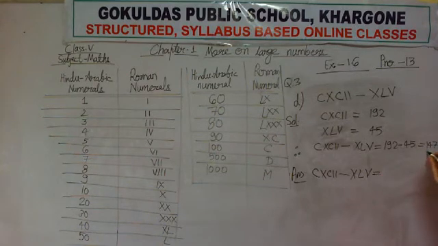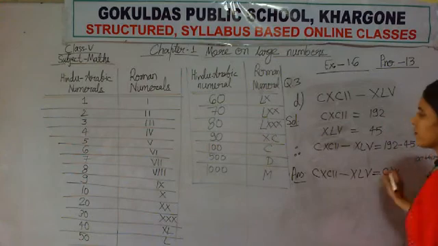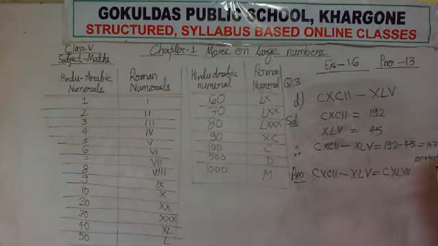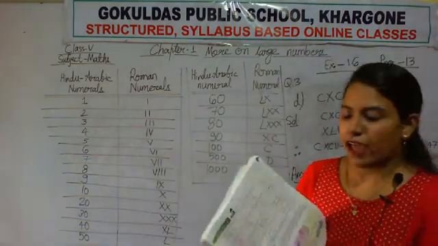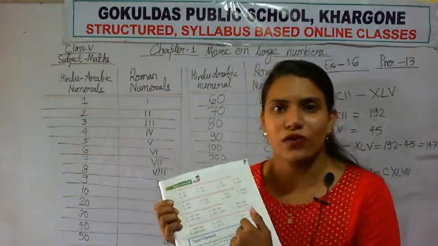So when you expand 147, you will get 100 plus 40 plus 7, right? The symbol for 100 is C. For 40, the symbol is XL. And for 7, the symbol is VII. So you will write CXLVII. Okay, now parts E and F. Parts E and F you have to do on your own. It is your homework, okay?